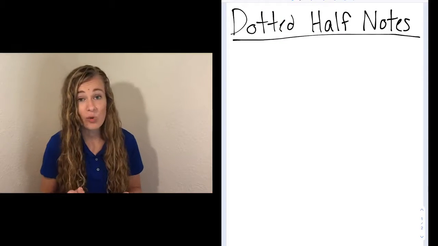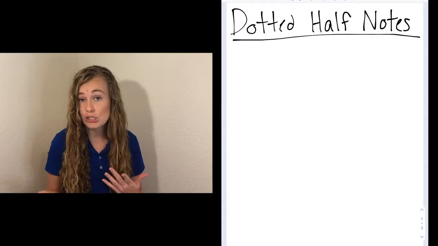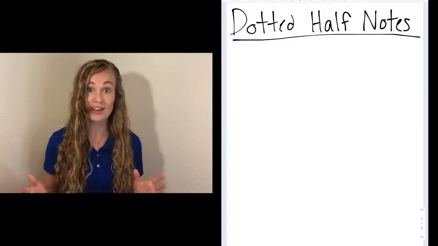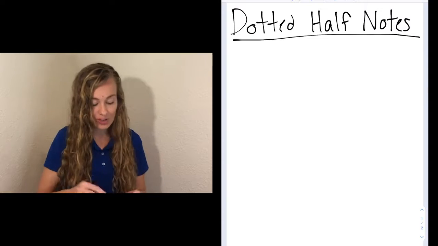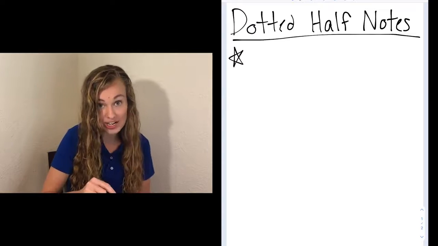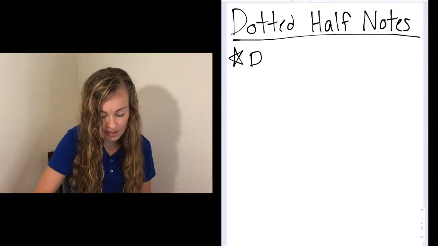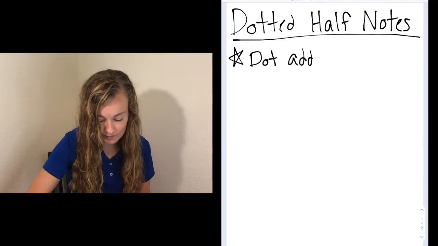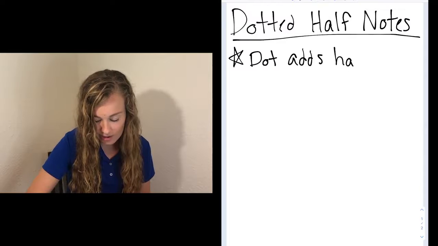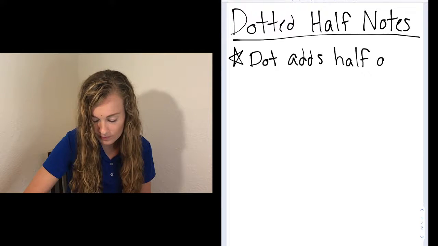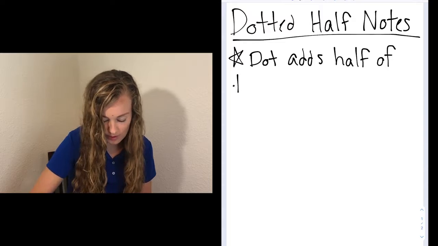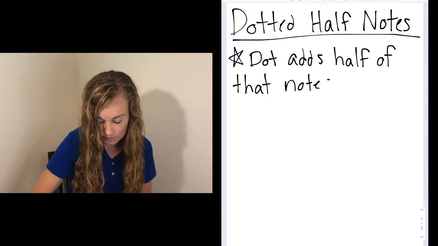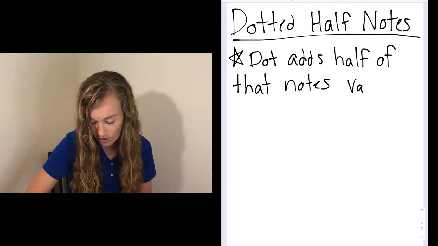Now, before I talk about what a dotted half note is, what it looks like, how to draw it, and how to label, first we have to know what the dot is, what that does. So here we go, our first definition, and put a star next to this because it's super important. The dot adds half of that note's value.